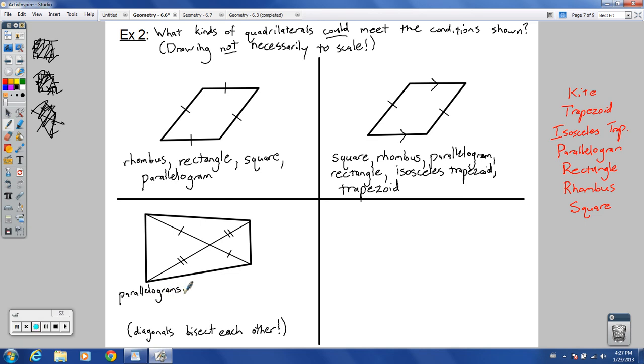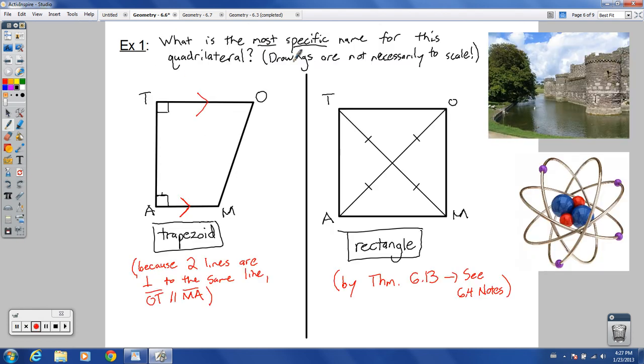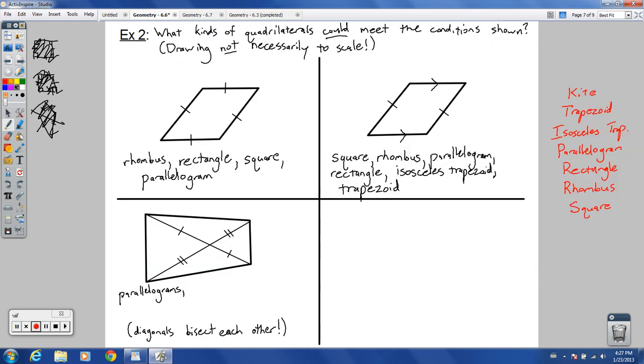And I could even say it, the most specific I could be would be a parallelogram. So if this were worded like this one, you would actually write parallelogram. That's the most specific you could be. But this one is saying what could meet the criteria. So would a rhombus meet those criteria?